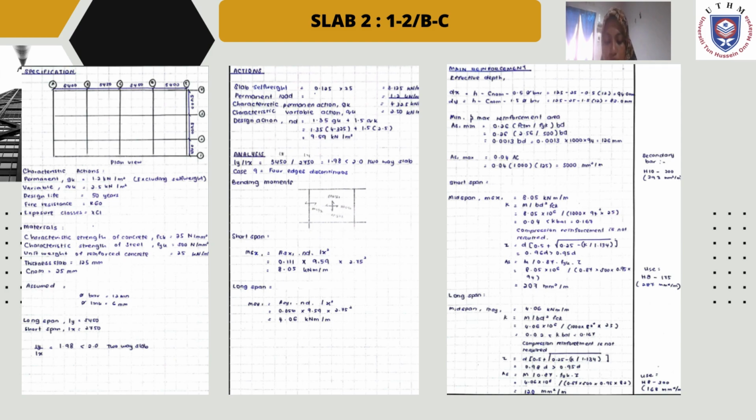Our AS required is 207 mm³ per m, and our AS provided is using H8 175, in value 287 mm³ per m. Our long span value for the mid span calculation is 4.06 kilonewton meter per m, and our AS required is 120 mm³ per m, and our AS provided is using H8 300, in value 168 mm³ per m.